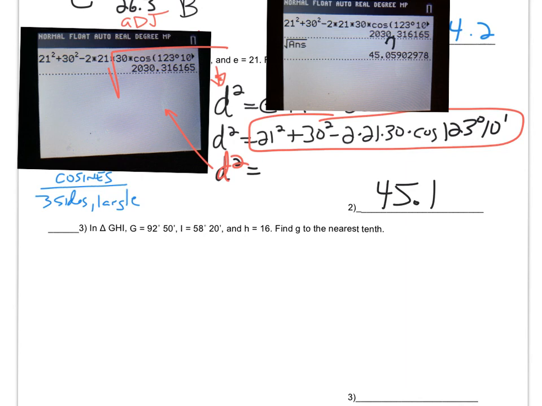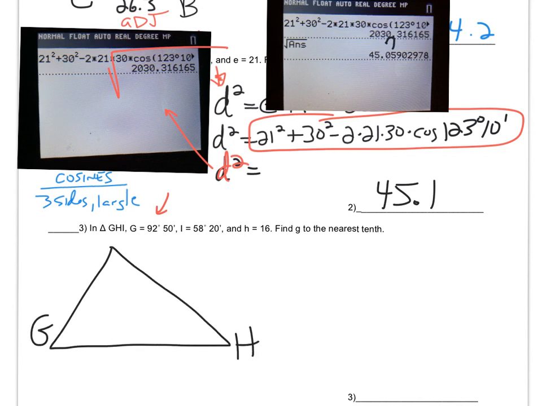Finally, number 3, in triangle GHI, again, I'm looking to see if there's a right angle. This angle G is close to a right angle, but close doesn't count in trigonometry. So here I'm just going to draw a triangle GHI. I'm going to label angle G as 92 degrees, 50 minutes. Angle I, that's a capital I, is 58 degrees, 20 minutes. And little h, the side opposite angle H, is 16.